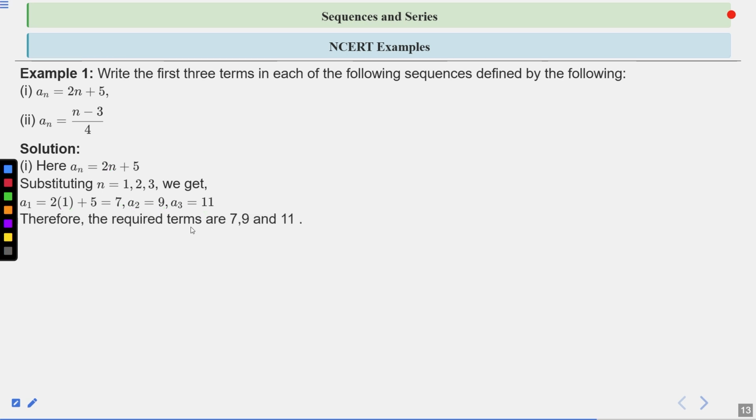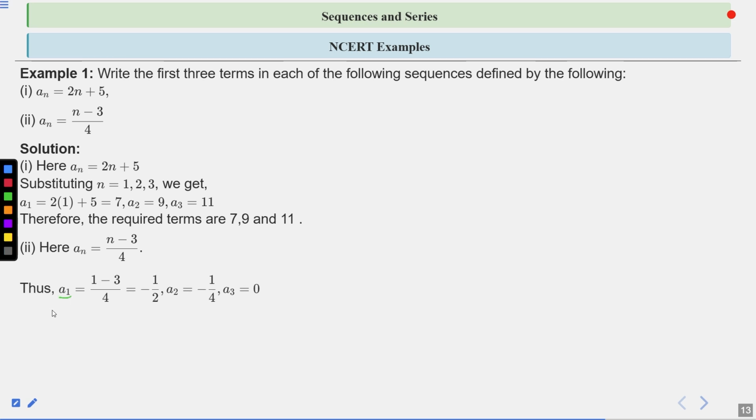Therefore, the required terms are 7, 9, 11. Now for the second, a_n, the nth position term is simply (n minus 3) by 4. Just plug in your n, get your nth position term.